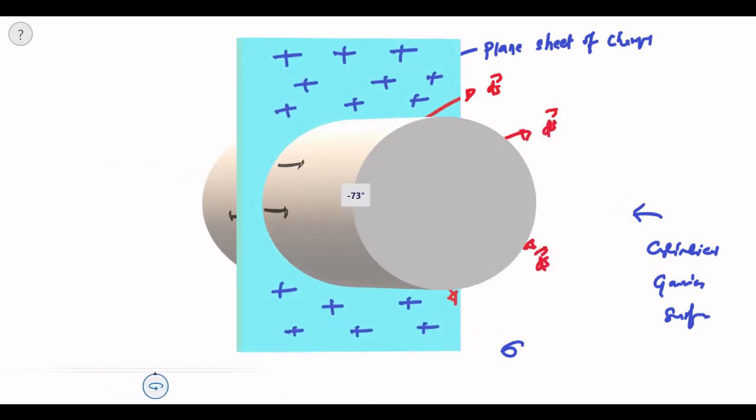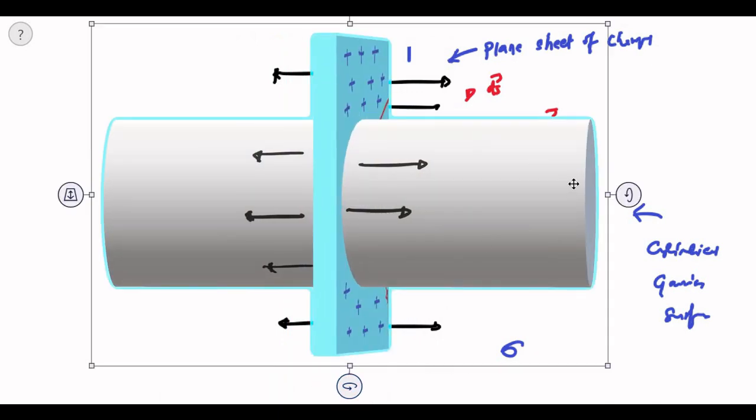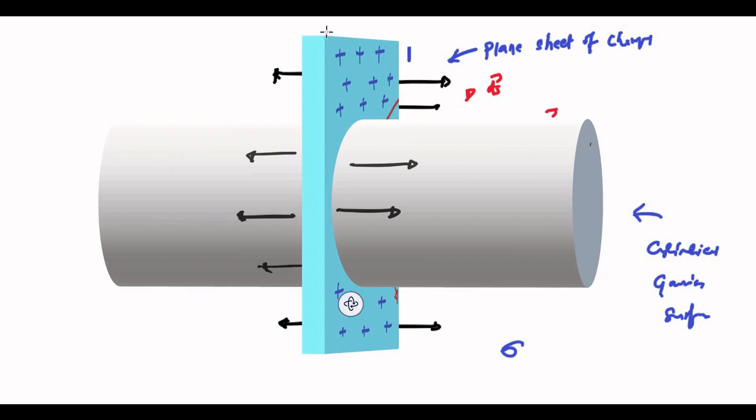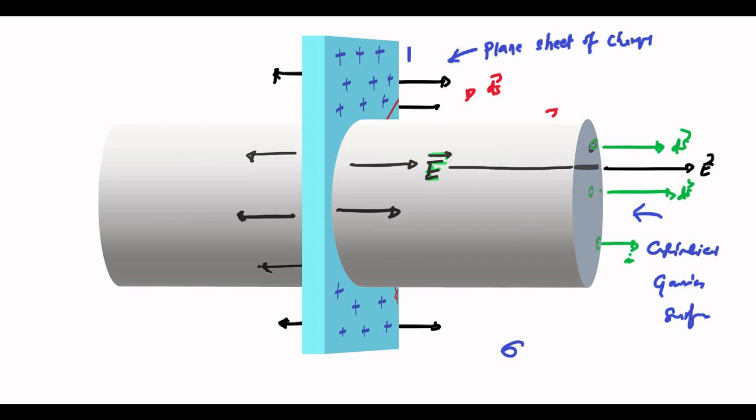But for the end caps, these two end caps, the left and right end caps, if we pick one spot here, let me use another color, green, the area vector for this small portion will be like this, ds vector. This will always be in the same direction as the electric field. So here if we have another elemental area, it will be in the same direction.